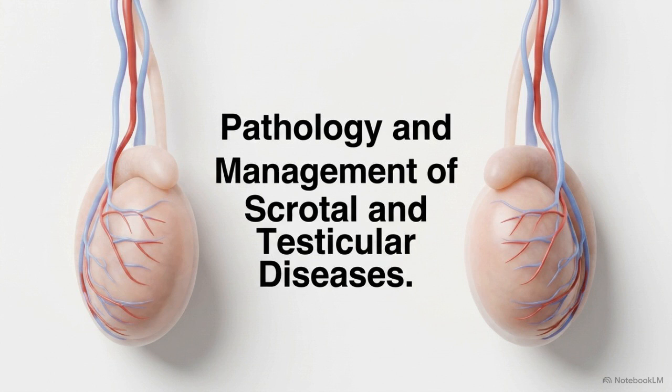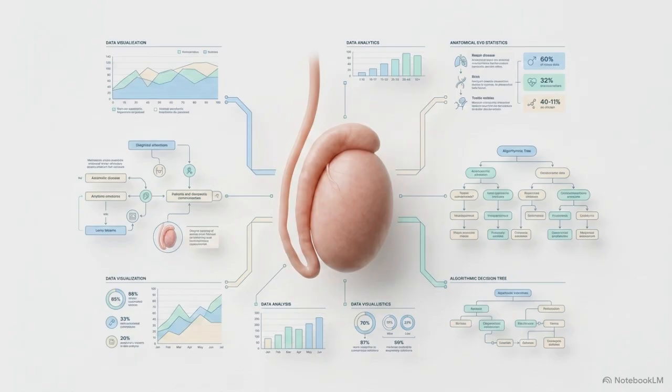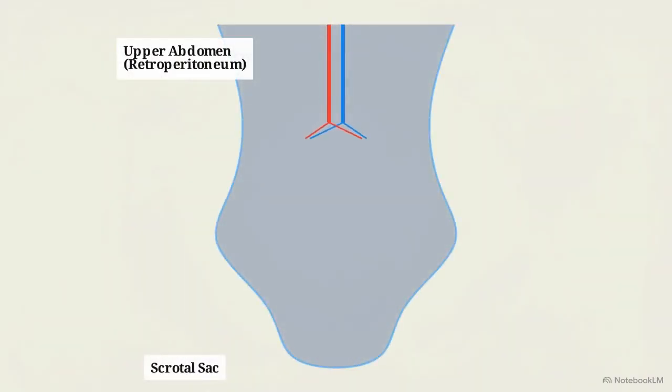We are going to examine three critical pathologies of the male genitourinary tract: varicocele, representing venous incompetence; Fournier's gangrene, a polymicrobial necrotizing infection; and the precise oncological algorithms governing testicular tumors.